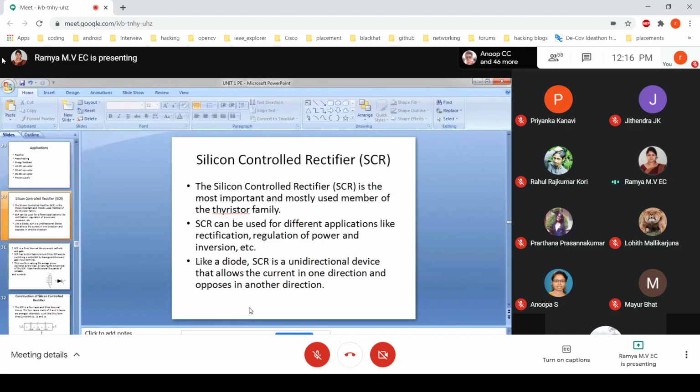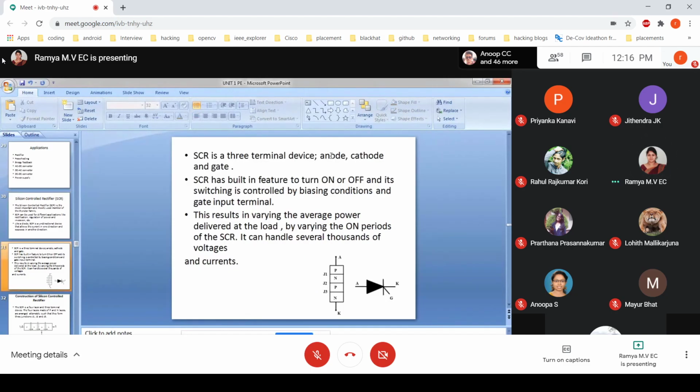Okay, so SCR is a three terminal device: anode, cathode, and gate. The gate is acting like a control terminal. Okay, so if I want my knee voltage at 0.4 volts, by giving proper voltage at the gate terminal, we can control that. Okay, so we can have that characteristic. So at 0.4 volts knee voltage I can get.